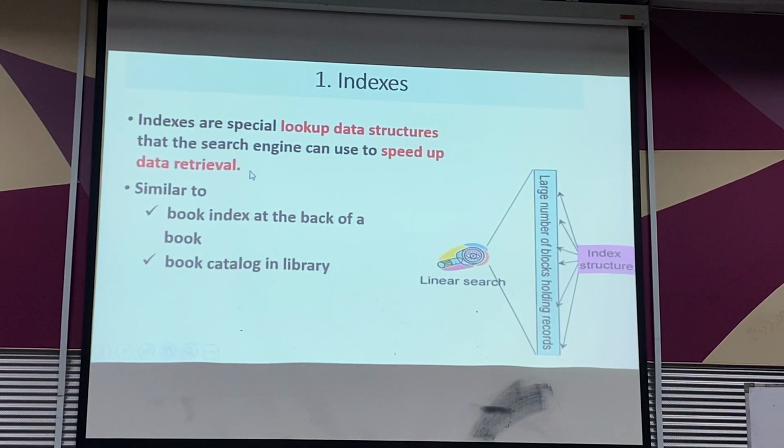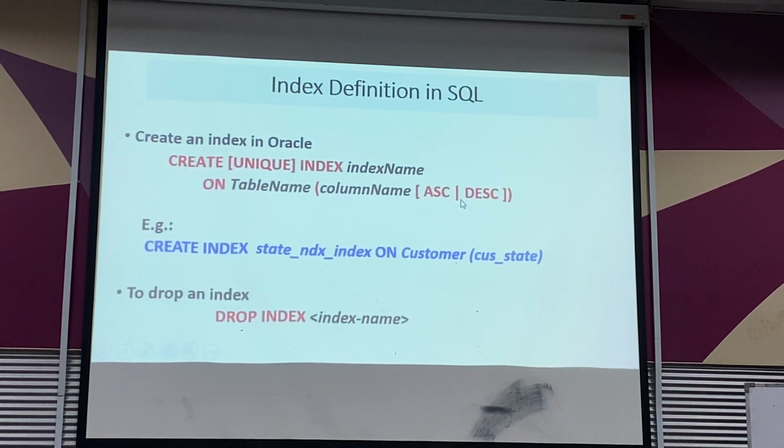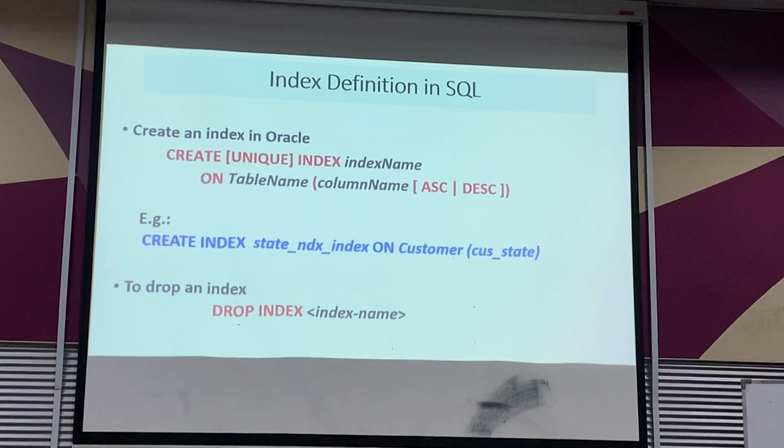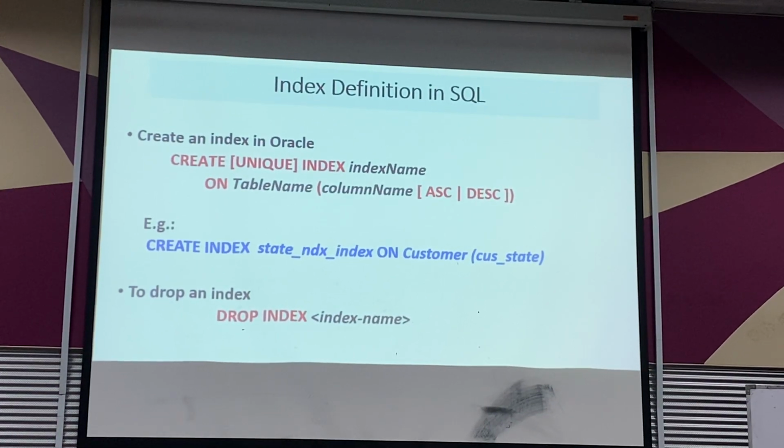Then after that, this index. A special lookup table data structure that a search engine can use to speed up data retrieval. So for example, it is like a book index and book category in a library. So this is a search index. The idea for the index actually comes from the library system, because a long time ago there was no computerized system. They used cards. Books start with A, B, C, and they find the card. That was the old system. Then later they computerized it.